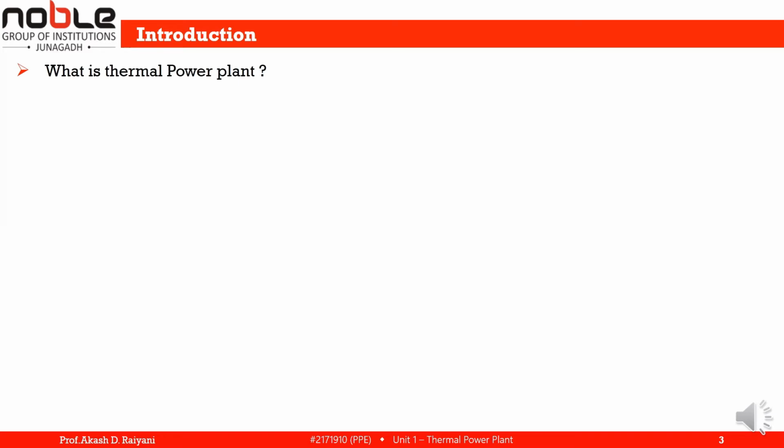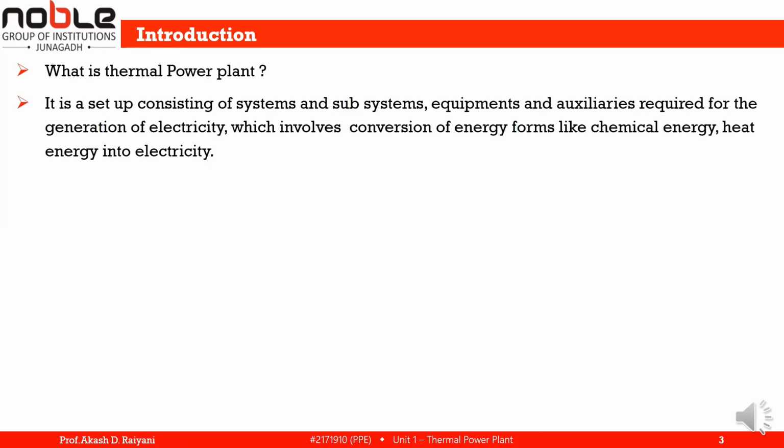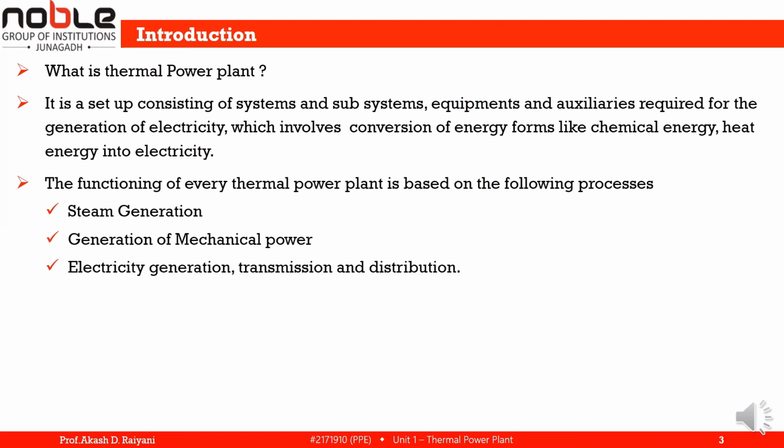First of all, what is a thermal power plant? It is a setup consisting of systems, subsystems, equipment, and auxiliaries required for the generation of electricity, which involves the conversion of energy forms like chemical energy and heat energy into electricity. The functioning of each and every power plant is based on the following processes. First one is steam generation, done in the boiler with the help of coal combustion. Second one is generation of mechanical power with the help of the steam turbine. Third one is electricity generation in the electrical generator, and transmission and distribution where it is required.